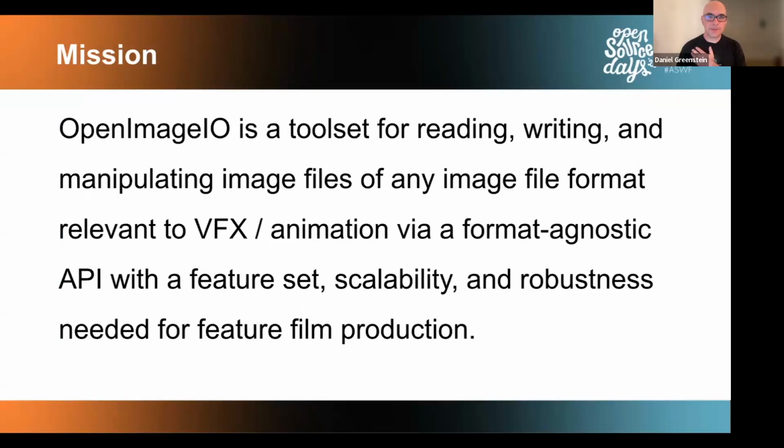So we'll start a little bit with what is OpenImageIO. It is a tool set for reading, writing, and manipulating image files. It's image format agnostic. It handles all the different images that are relevant for VFX and animation. There's a rich API, it's scalable, it's robust, it has everything that you need for image manipulation for feature film production.